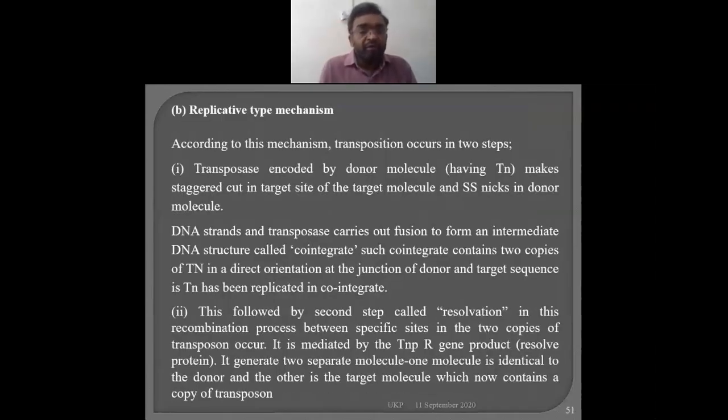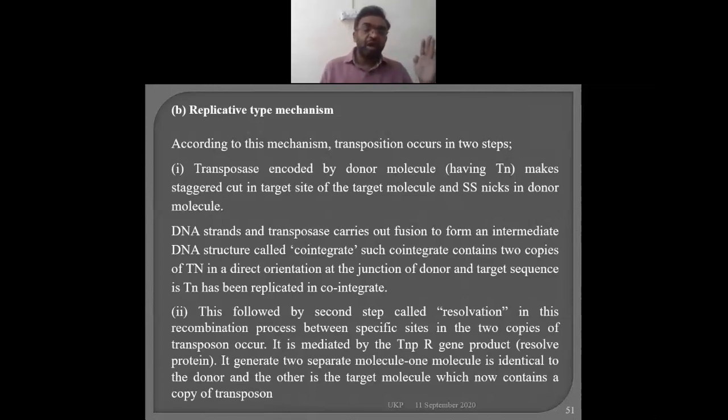Okay. Now, let me explain what happens in the case of the replicative type of mechanism. In this mechanism, transposition occurs in two steps. The first is mediated by the transposase enzyme, and the other is mediated by the resolvase. Okay, the resolvase protein is also there. We already studied that this particular protein is present in the case of complex transposons. In the first part, the transposase enzyme is there, and this transposase enzyme is encoded by the donor molecule. Donor means from where the transposable element is.